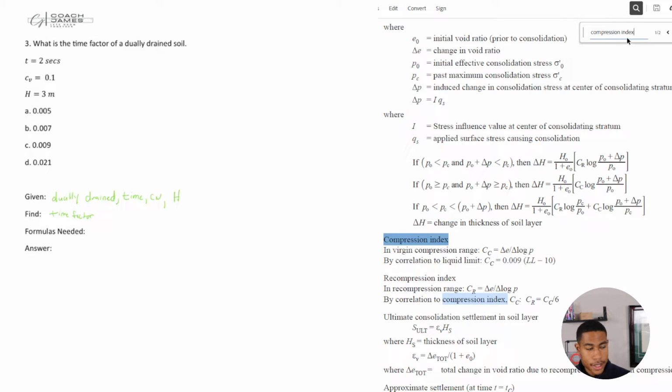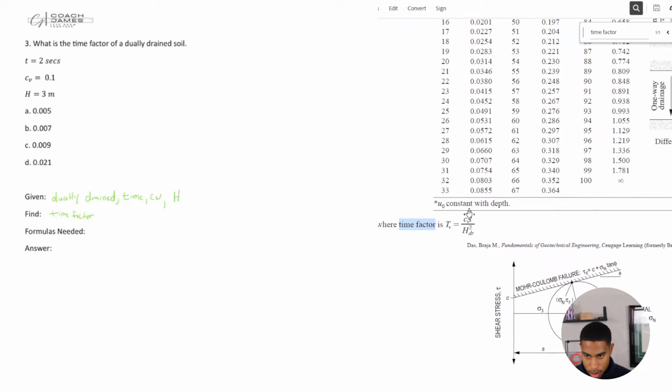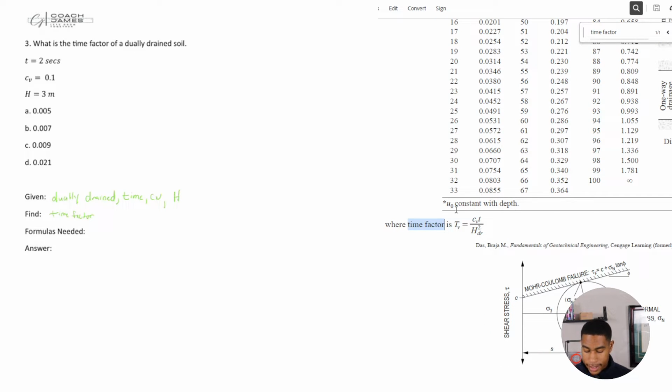Okay, so where do I start? Well, I would start by searching "time factor" just to see if that'll help me. Okay, there's one option for time factor. I love it. So a lot of this is knowing what to search. If it's something that doesn't seem like it would be in the handbook or has only a few searches, then that may be a good term to search, right? If I just search "time," there's 250 things that say time, but time factor is only one.